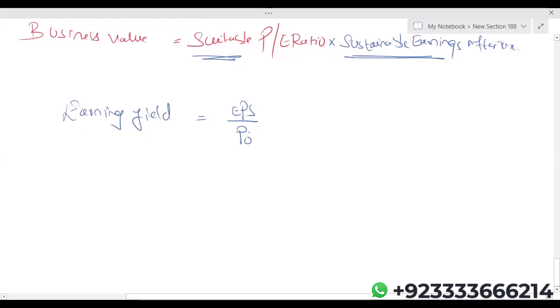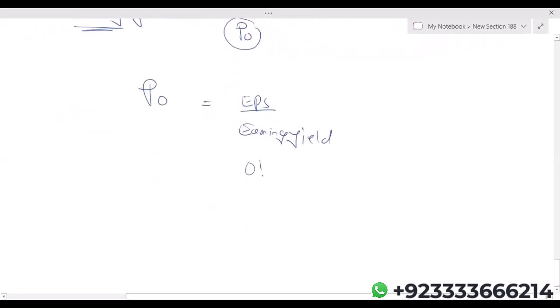Which means that if we know the earnings yield and we know EPS, we can calculate P naught. P naught is equal to EPS upon earnings yield. Yield means return, or business value is equal to PAT upon earnings yield.